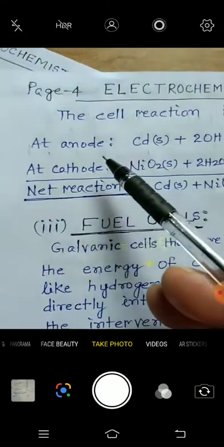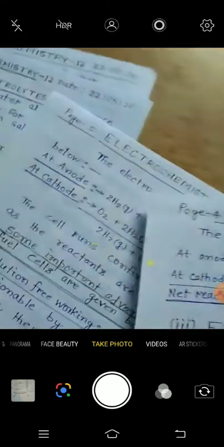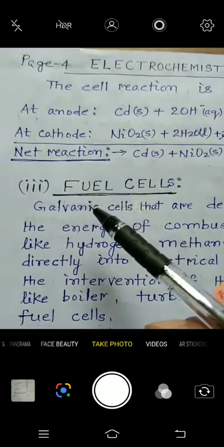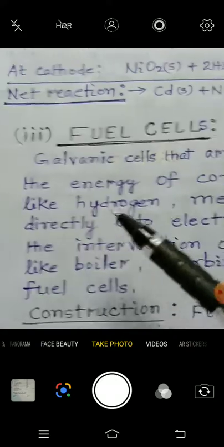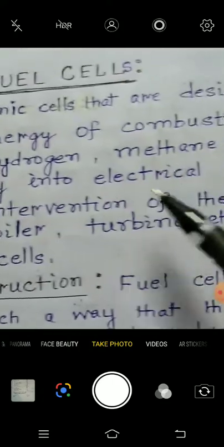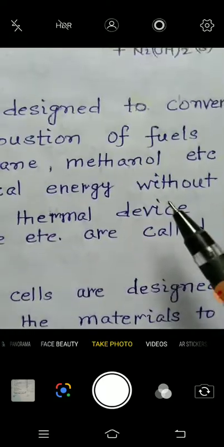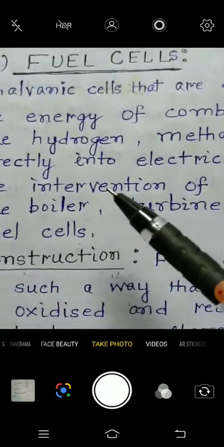The cell reaction is given below. So this is about the cell reaction which takes place in a nickel cadmium storage cell. Now, fuel cells. Galvanic cells that are designed to convert the energy of combustion of fuels like hydrogen, methane, methanol, etc. directly into electrical energy without the intervention of a thermal device like a boiler, turbine, etc.